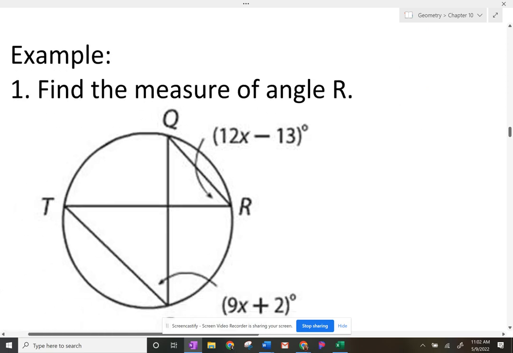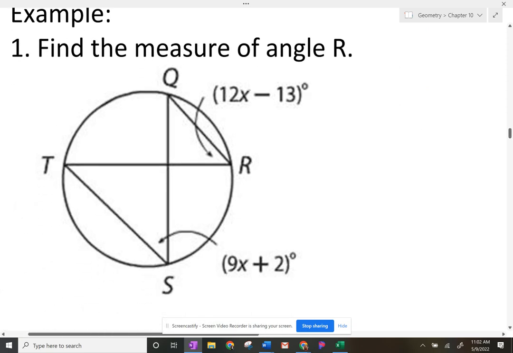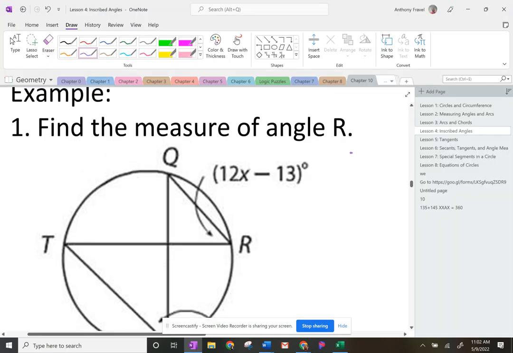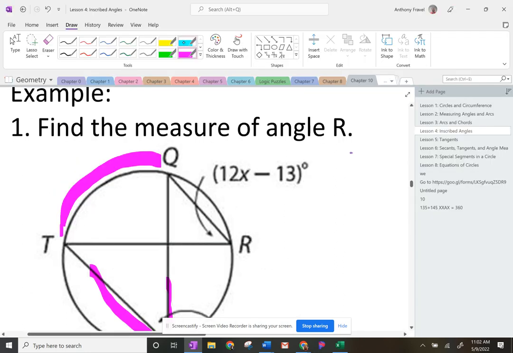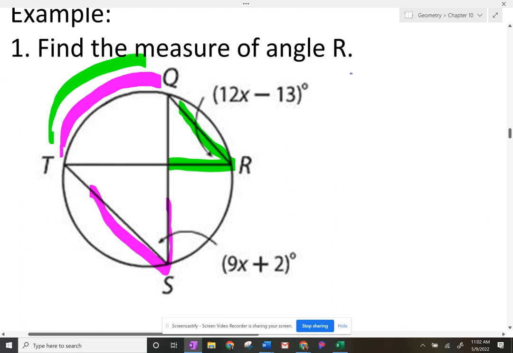Okay, so if I look at this one, I'm going to get on my highlighter here. So here's my highlighter. I know that if I'm looking at this angle down here, it has this for an arc. And then if I'm looking at this angle over here, it has this for an arc. Are these the exact same arc? Yeah.